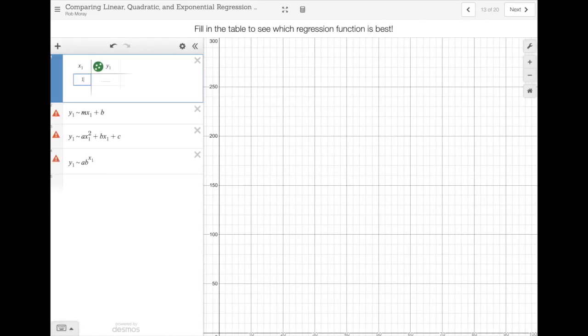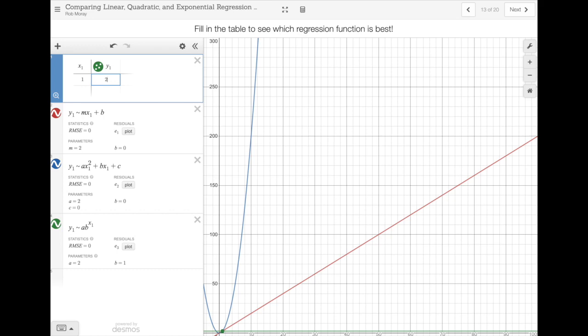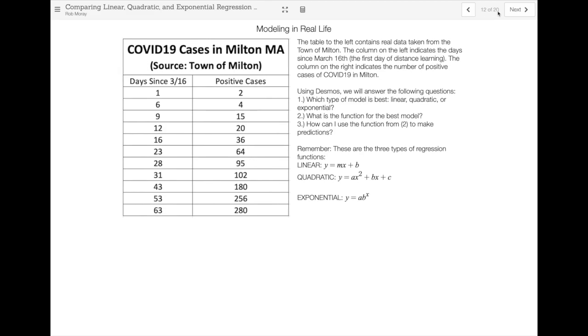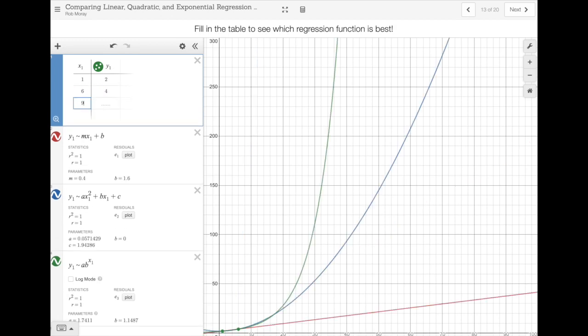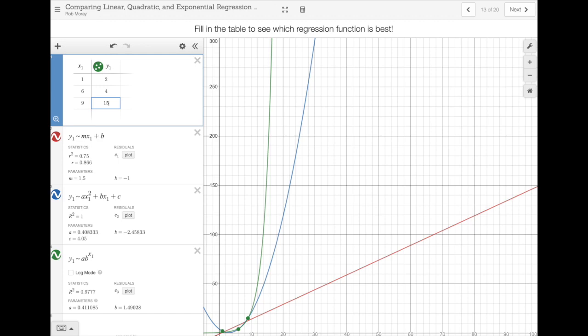Okay, so as you fill it in, though, what's going to happen is the points will appear on the graph. Keep in mind that I've specially designed the X and Y values to be compatible with the table. But what you're going to notice is as we fill in points, like the second point was 6, 4, 9, 15. As we fill in the table, you're going to see that the regression functions fill themselves in and update themselves, and the R squared updates itself as well.